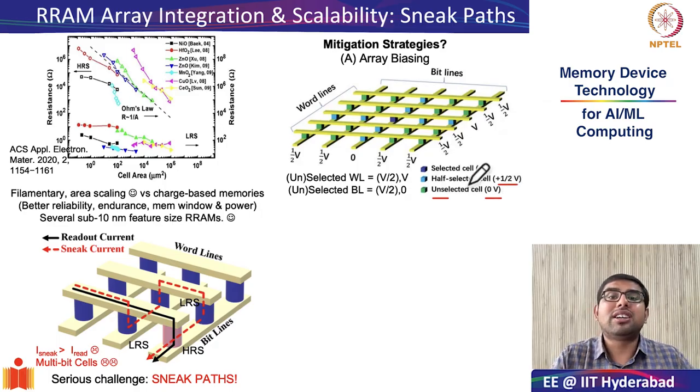Even in half selected cells, the intensity of sneak currents will reduce quite substantially. And through this technique of having half selected cells and unselected cells, you can mitigate sneak paths. You cannot completely remove them, but you can reduce the impact of sneak paths quite seriously.